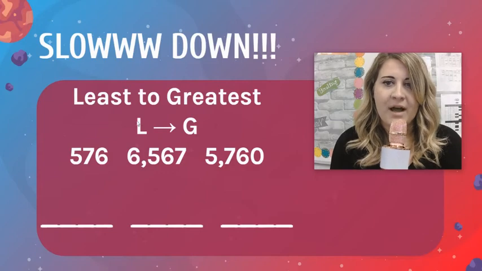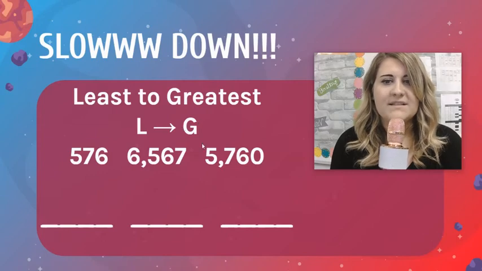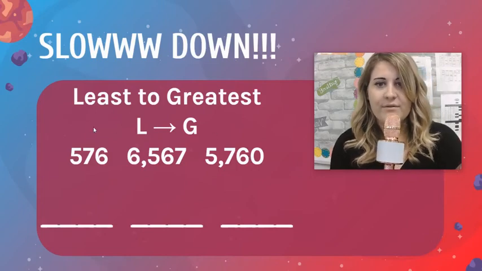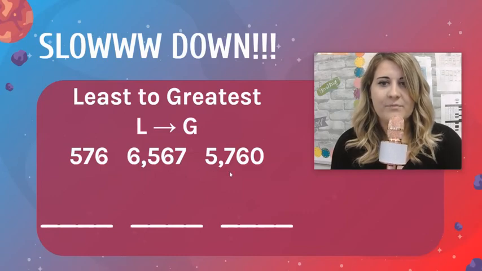On your paper, I would write L, and then I would write an arrow to G, and then I want you to figure out which one of these numbers is the smallest. My guess is the 3-digit one. Write that number down. If you need to pause the video, that's fine. Next, we're going to look at our last 2 numbers and compare them. We want the next smallest number to go next.